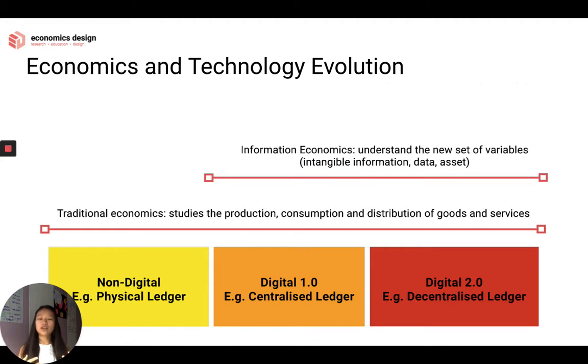As we move on to the centralized ledger or the digital world, we come into this new asset or new variable called intangible asset that we talked about. So this could be intangible information, data, something that's really intangible. So with digital 1.0, from a central ledger point of view, we want to understand how these new sets of variables affect the production, consumption, and distribution of goods and services.